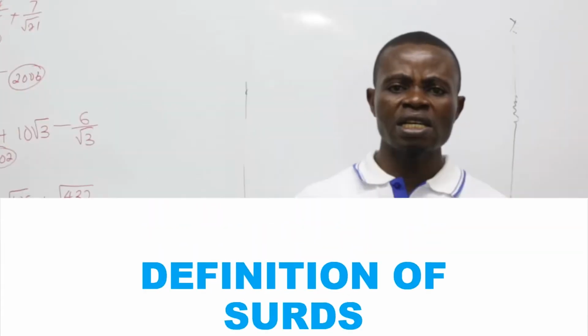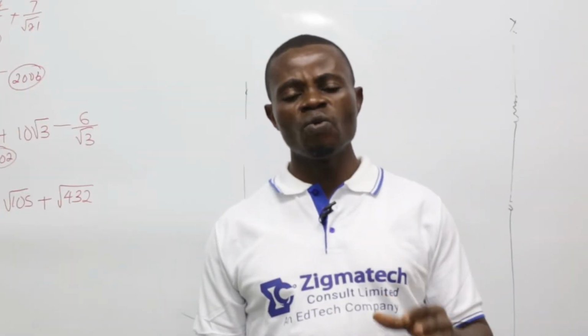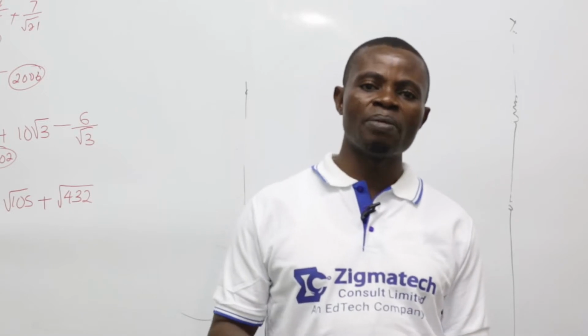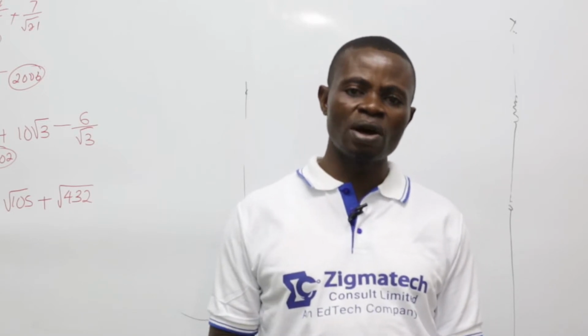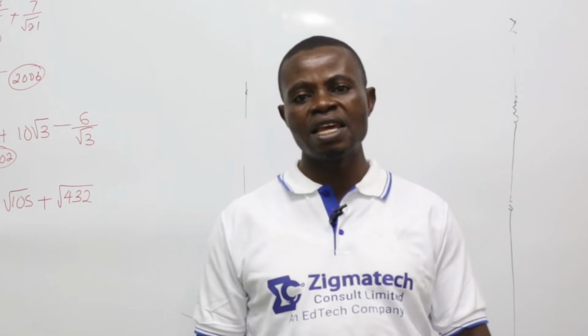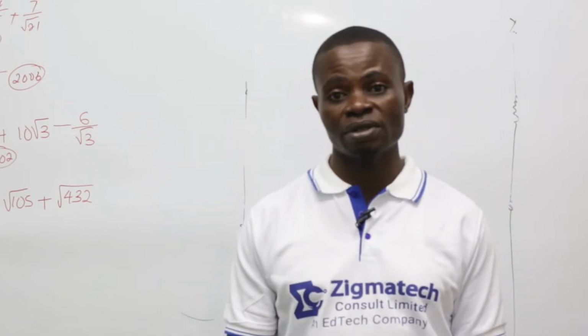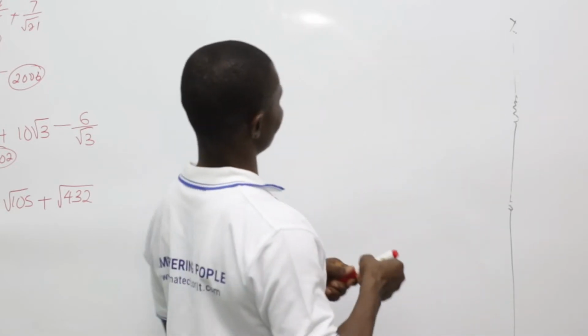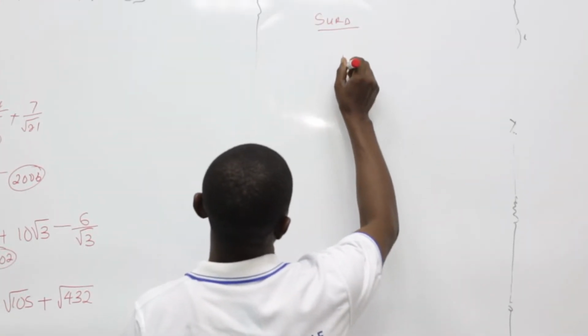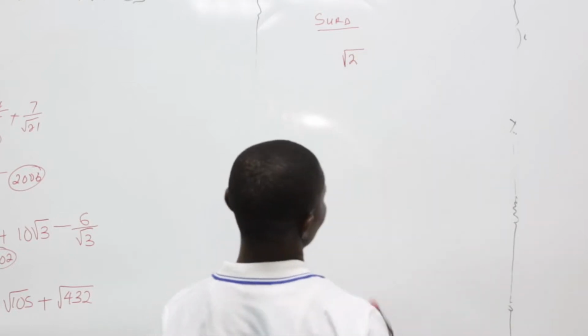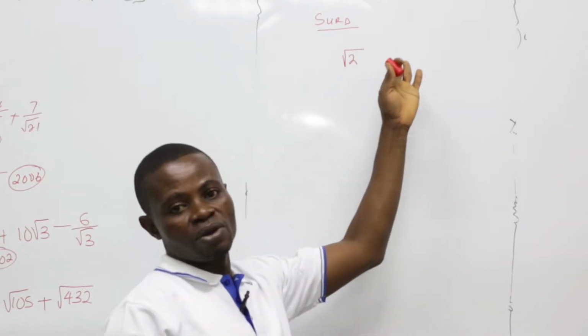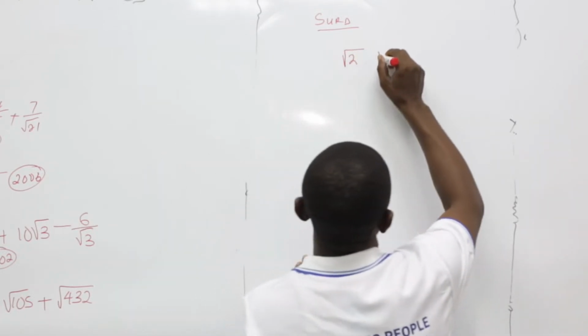Definition of surd. When you think of a number, when you take the square root of that particular number, if the result is not exactly a whole number, such root is referred to as what? Surd. What am I talking about? If I say square root of 2, it cannot give us a whole number. Therefore, this is called what? A surd.